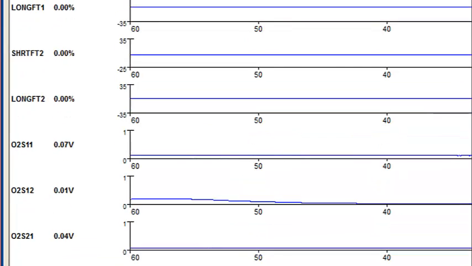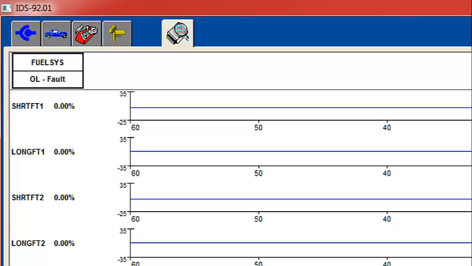One more piece of data that's on the screen, if I scroll up, is that the fuel system status is labeled as open loop fault. So the fuel system status is currently labeled as open loop fault, and we will learn a little bit more in this class about what that means, and we'll see it more in this case study here.